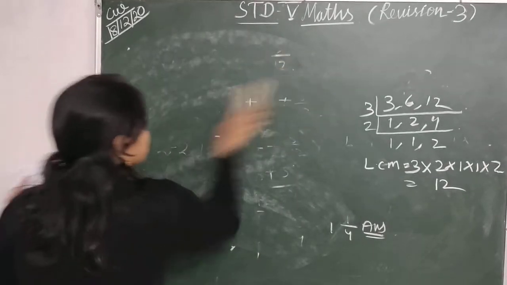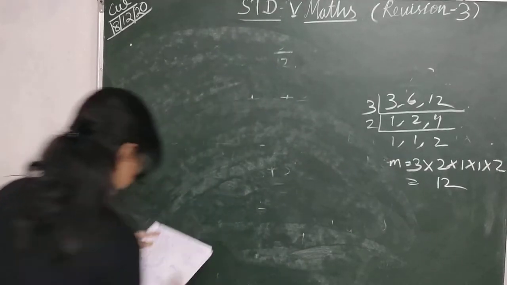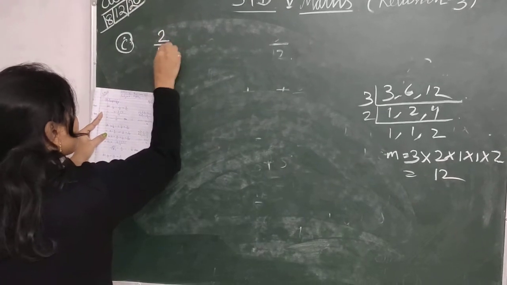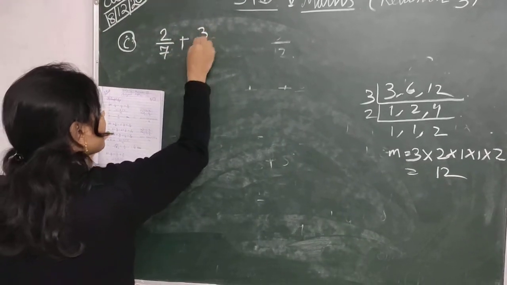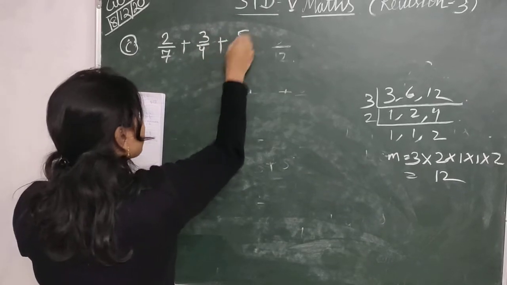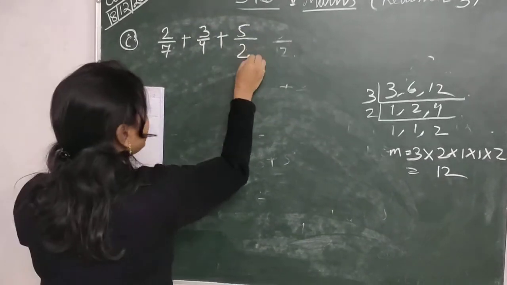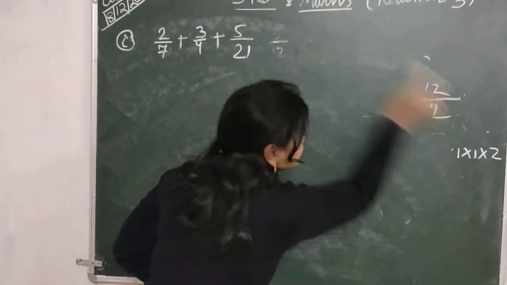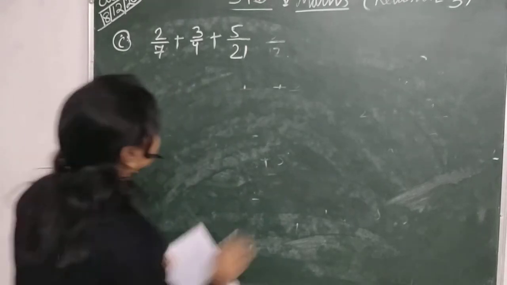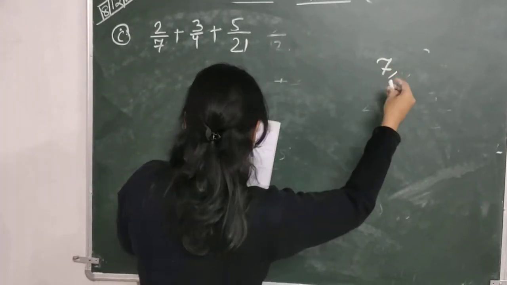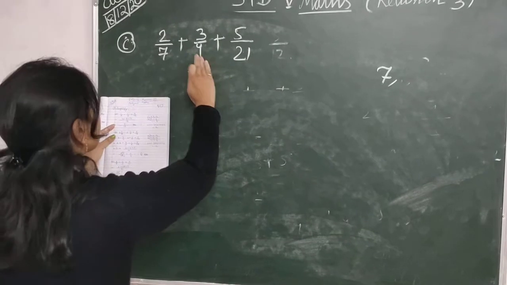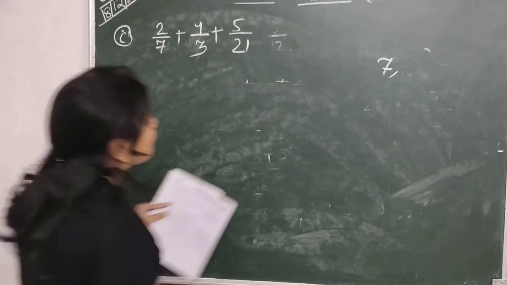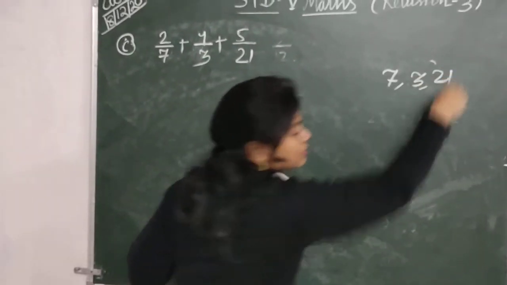Then the last question here, 2 by 7. Okay. It is number C. 2 by 7 plus 3 by 4 plus 5 by 21. Okay. So first, children, we have to find out here the LCM of 7, 4 and 21. 7, sorry. Here the number is 4 by 3. Okay. 7, 3 and 21.